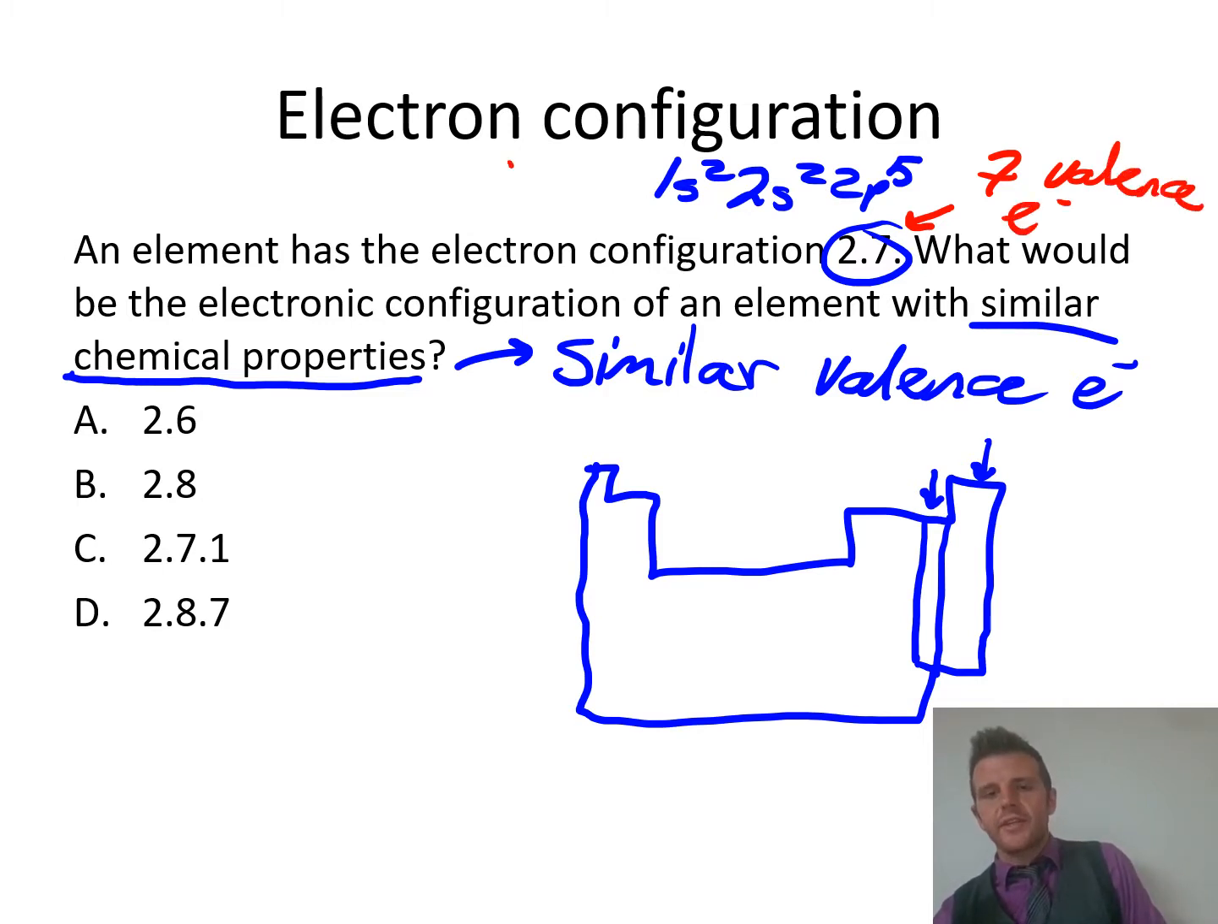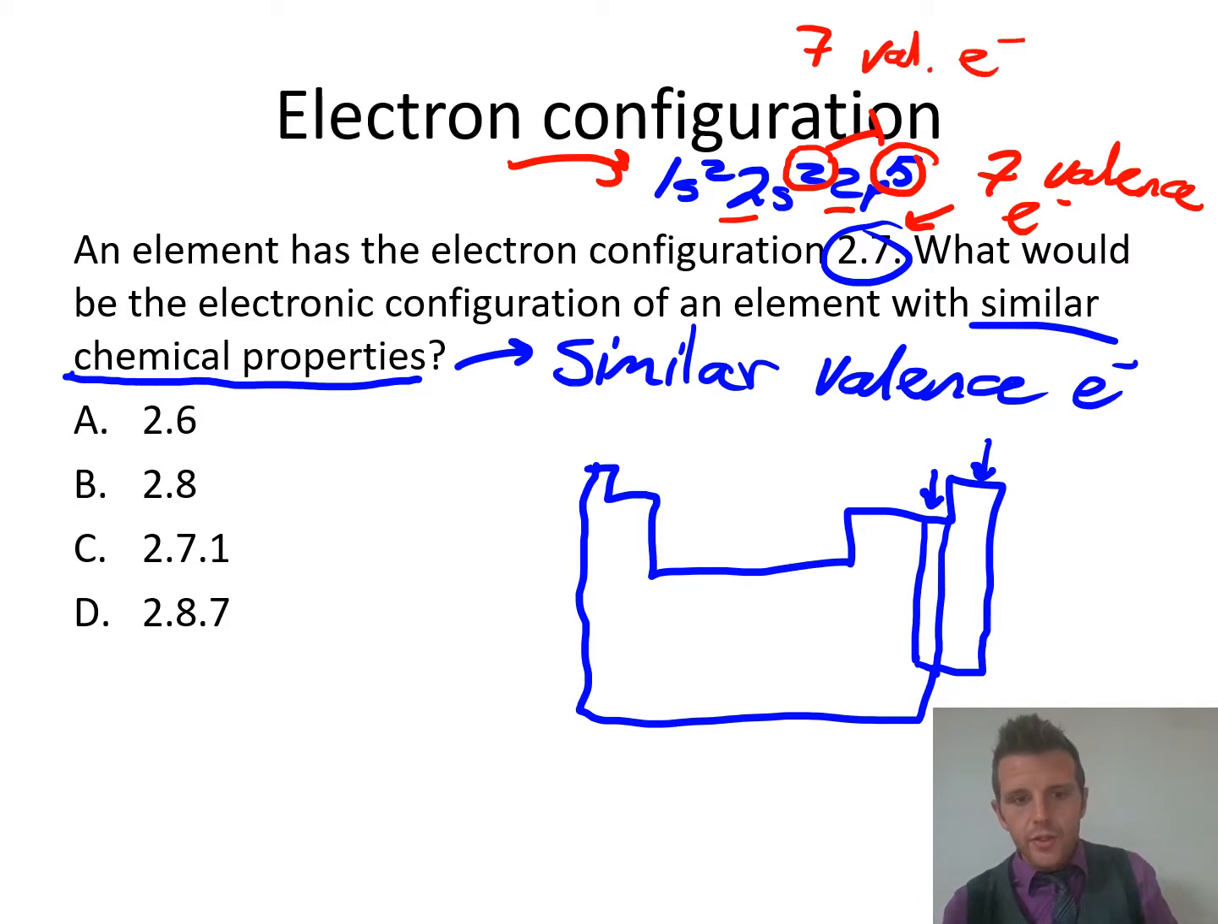If they gave us this kind of electron configuration, I would just be looking at my valence shell, which is the second shell, and adding up the total number of electrons, which would be 7 valence electrons. So then I'm going to just find the answer that has 7 valence electrons. And then that'll be this guy right here.